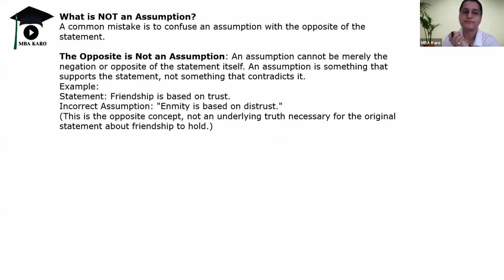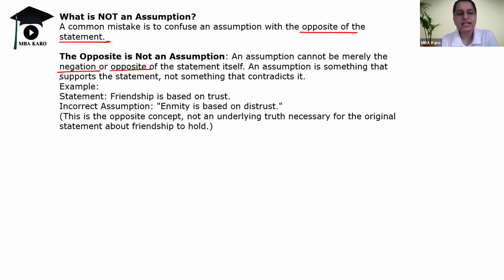Now, most important, what is not an assumption? We have seen what is an assumption, how you can figure out assumptions. What is not an assumption? A common mistake is to confuse the assumption with the opposite of a statement. A statement is given, the opposite of that statement cannot be the assumption, okay? An assumption cannot be merely the negation or opposite of the statement itself.